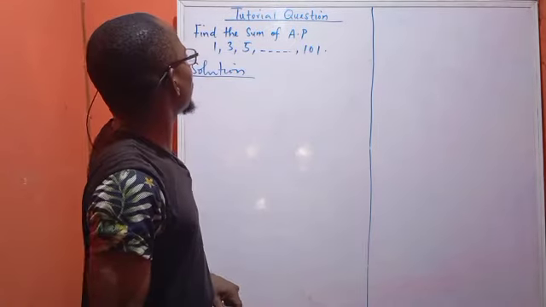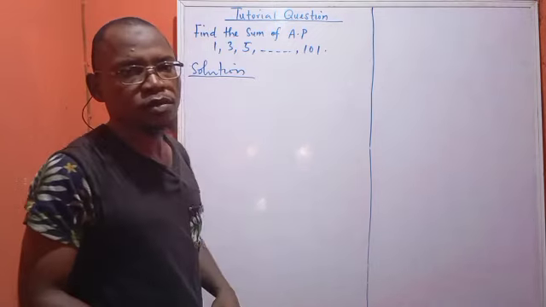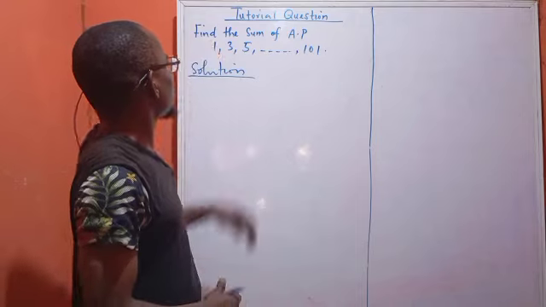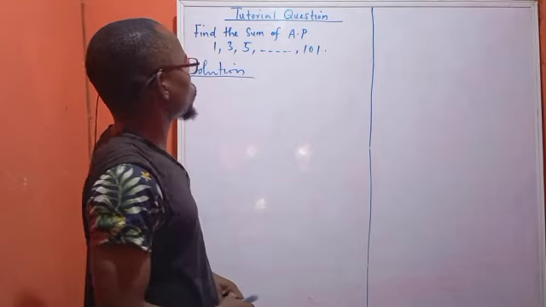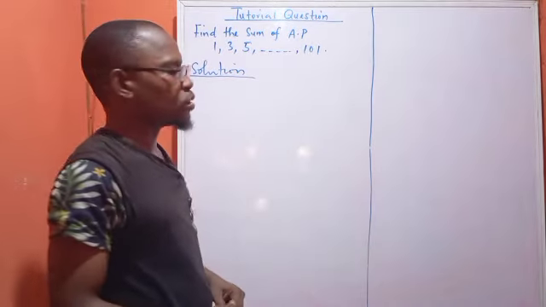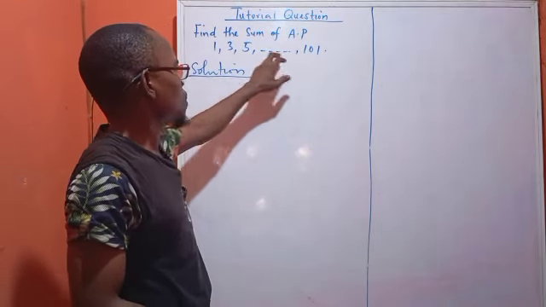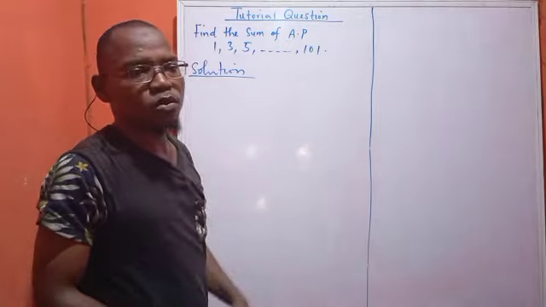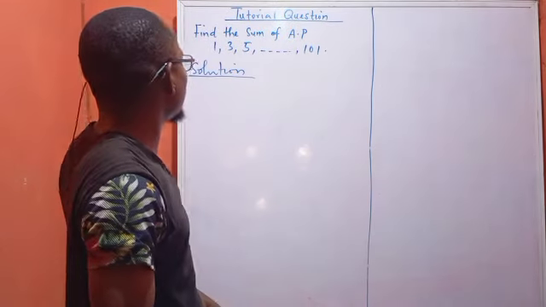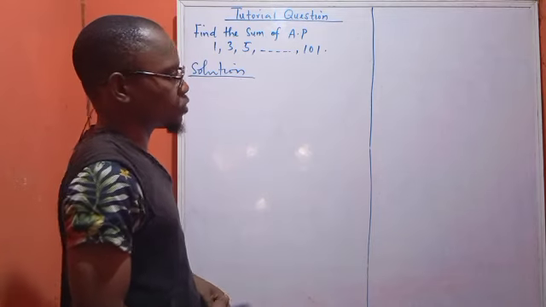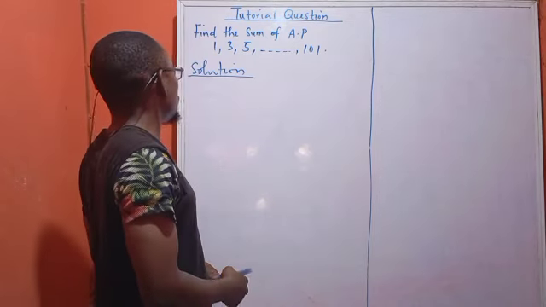So I want to look at this tutorial question. It's an arithmetic progression question. So the question is: find the sum of the AP, which is the arithmetic progression, and the values are 1, 3, 5 up to 101. So we are going to look for the sum of the arithmetic progression. Okay, so what do we do here now?